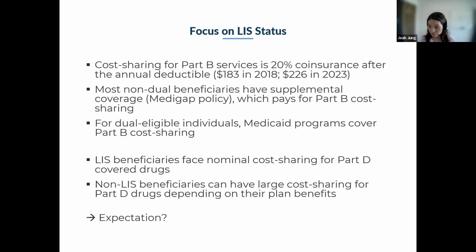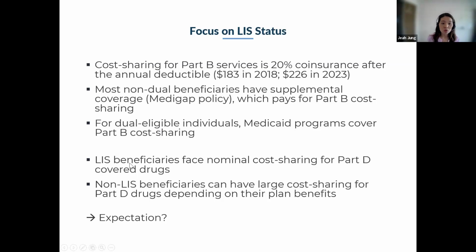Dual eligible and LIS are not exactly the same, but there is substantial overlap. In other words, if you are a dual eligible individual, for sure you are LIS. Almost all dual eligibles are eligible for the low income subsidy. However, the low income subsidy covers some non-duals as well. But there is a very substantial overlap between dual status and LIS status, right?